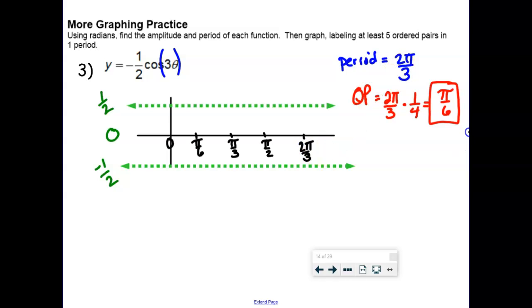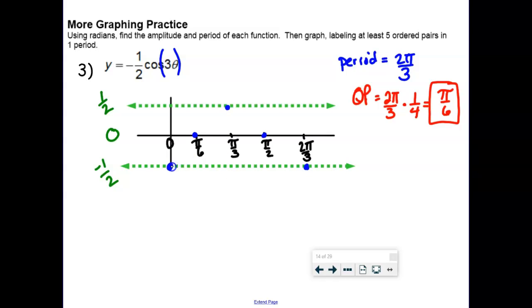Okay. So now I got to graph cosine, and normally my cosine would start at my maximum line, my top amplitude line. Except what's special about this cosine? It's been reflected. So we need to start down here at -1/2. And then continue on with the pattern for cosine.